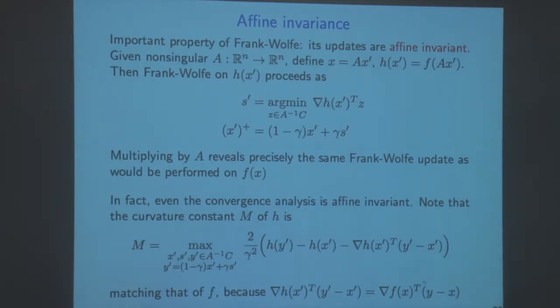Even the analysis is affine invariant. So this curvature constant is not going to change in this new coordinate system versus the old one. It's the same argument that I gave up here. Just use the chain rule. You'll see that the chain rule gives us an A, and if we want to switch back to the old coordinate system, then we would have to multiply this by A inverse. So they're going to cancel. So the analysis and the algorithm are unchanged under affine transformations or linear transformations. It's a unique quality.